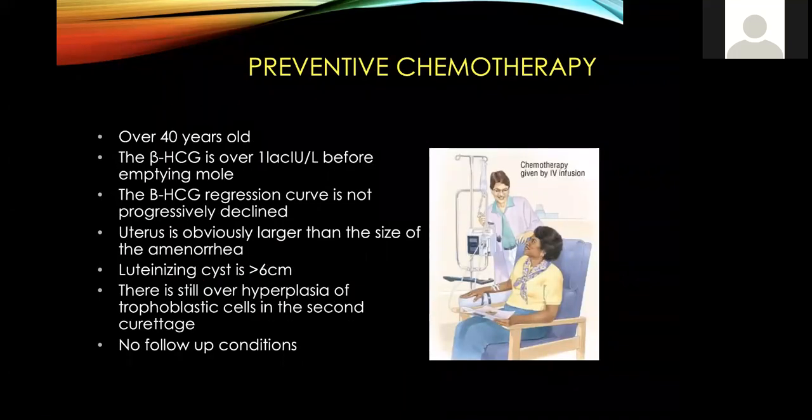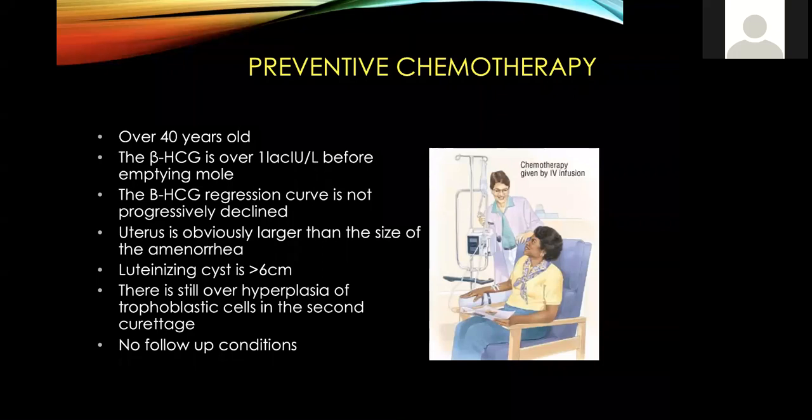However, if the patient is 40 years old, the beta-HCG is not coming down and it was more than 1 lakh international units before emptying the mole, and the regression curve of beta-HCG is not progressively declining. It is going up and then going down, so it is not a plateau which you will find. Or the uterus is obviously larger than the size of amenorrhea.